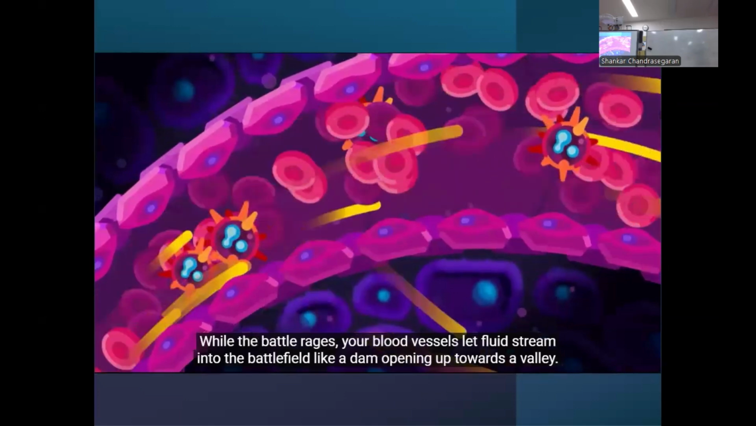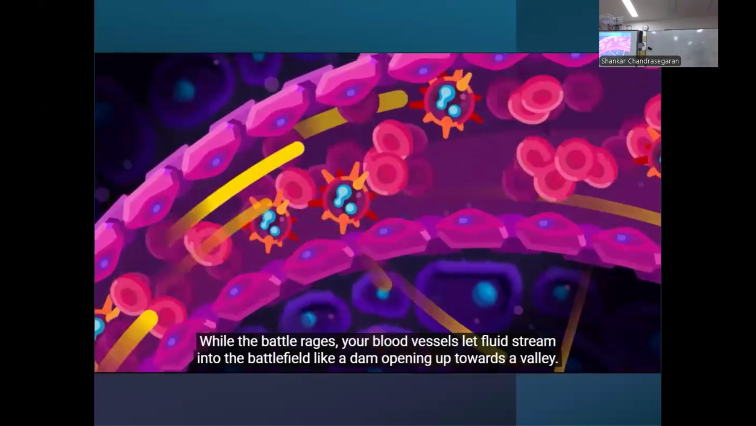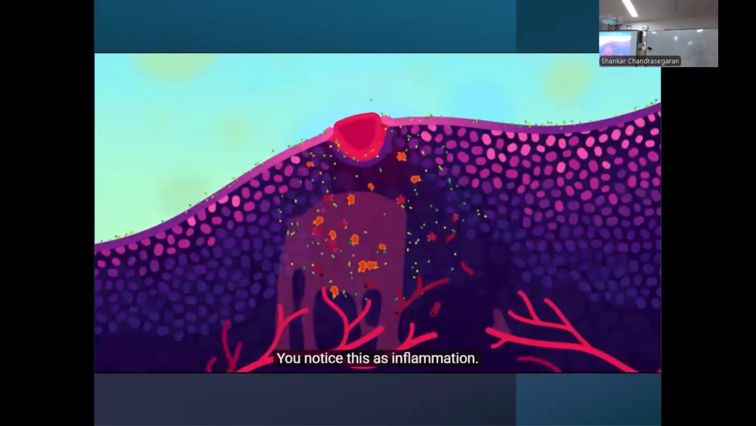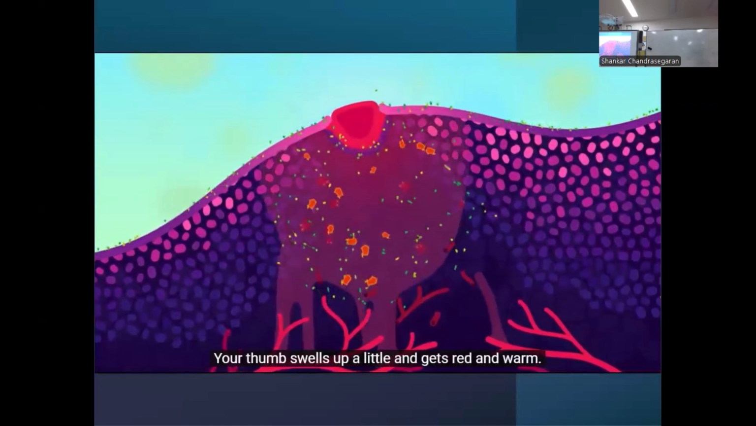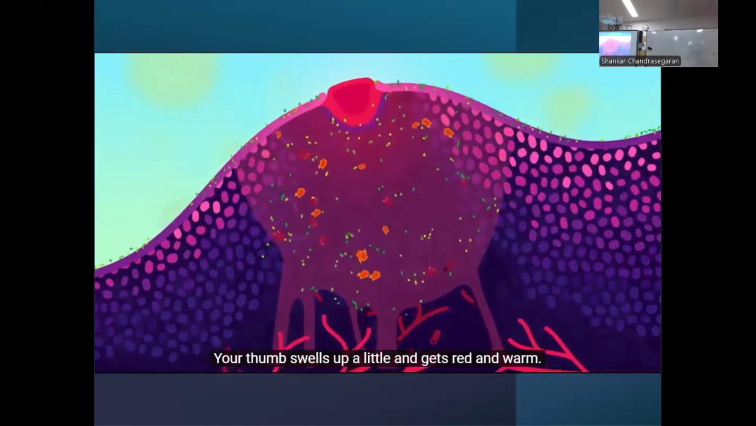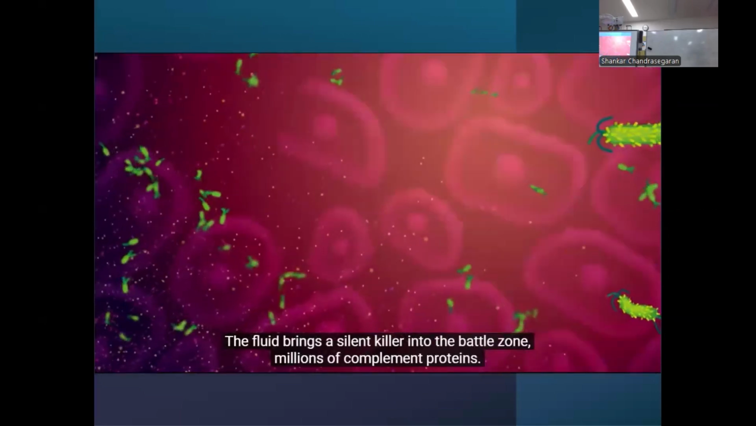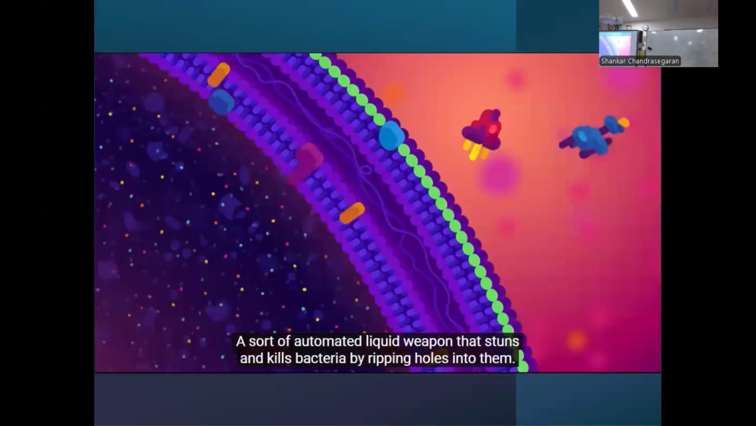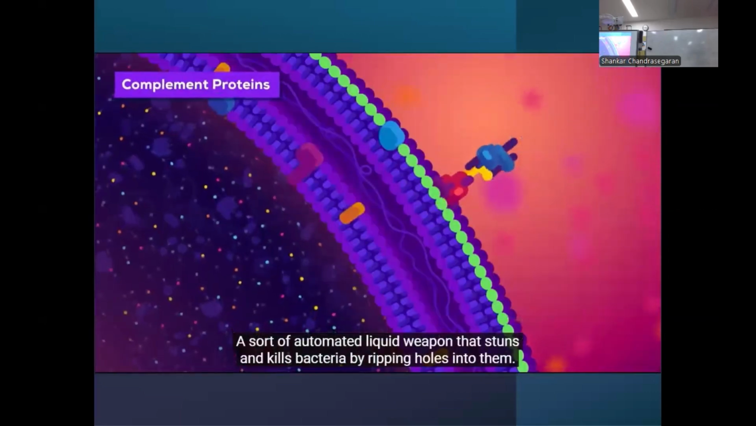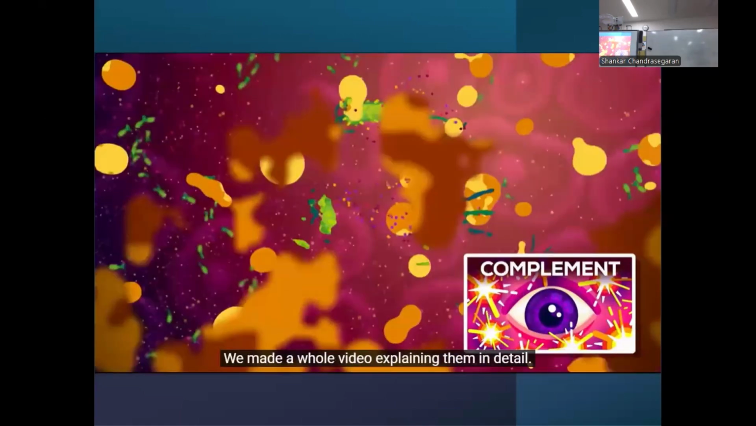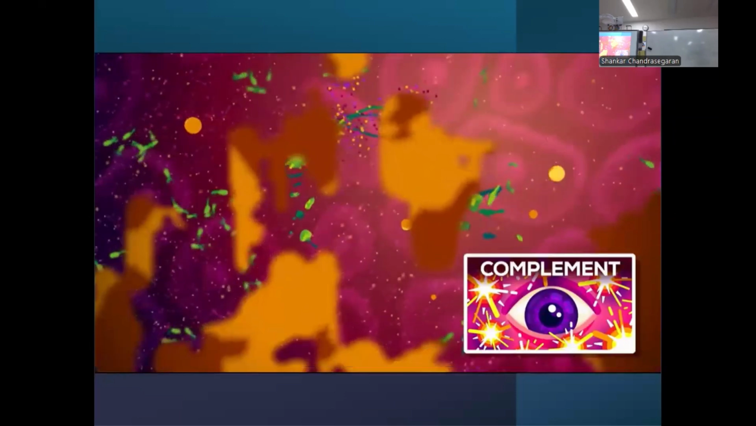While the battle rages, your blood vessels let fluid stream into the battlefield like a dam opening up towards a valley. You notice this as inflammation. Your thumb swells up a little and gets red and warm. The fluid brings the silent killing into the battle zone, millions of complement proteins, a sort of automated liquid weapon that stuns and kills bacteria by ripping holes into them. We made a whole video explaining them in detail.